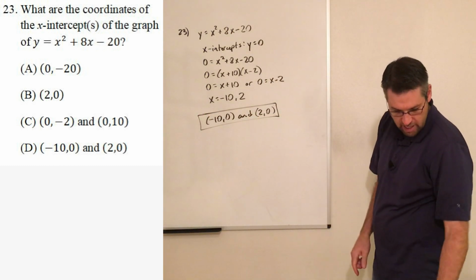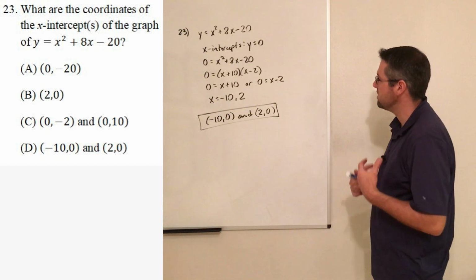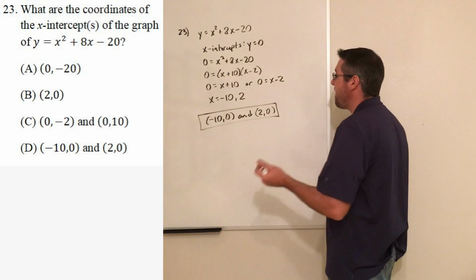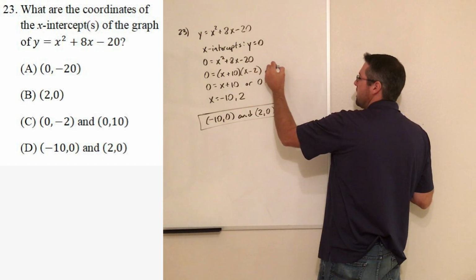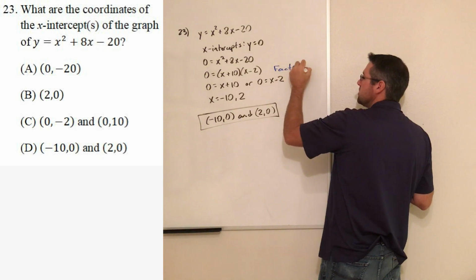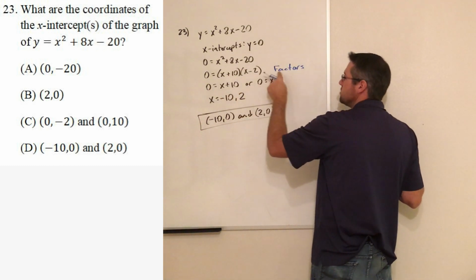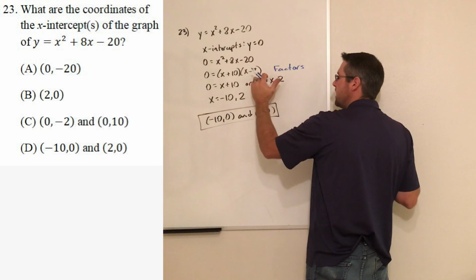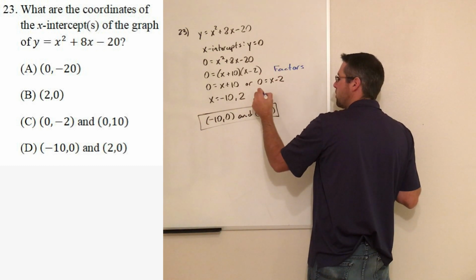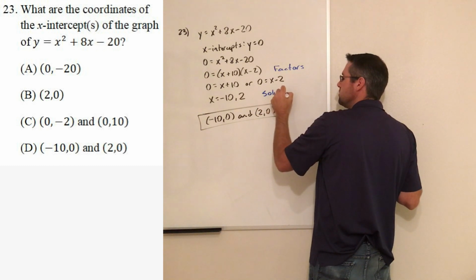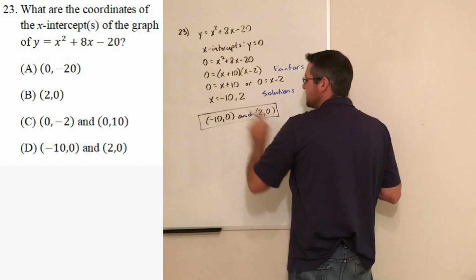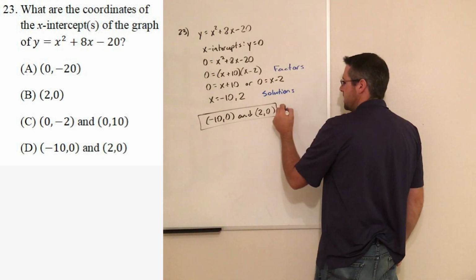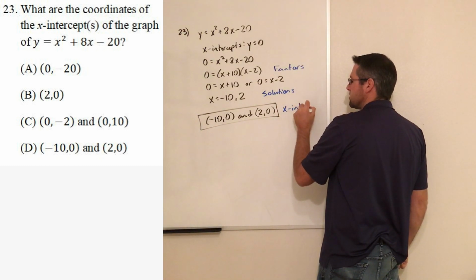And just to kind of recap a little bit, I want to make sure you guys understand the difference between the different types of things I could ask for. If I said, what are the factors, then we would only have to get down to this line here. X plus 10 and x minus 2 are the factors. But students often misinterpret or misunderstand what that means. If I say, what are the solutions, they are the values that x equals from my equation. And then the last thing here are, what are the x-intercepts, okay?